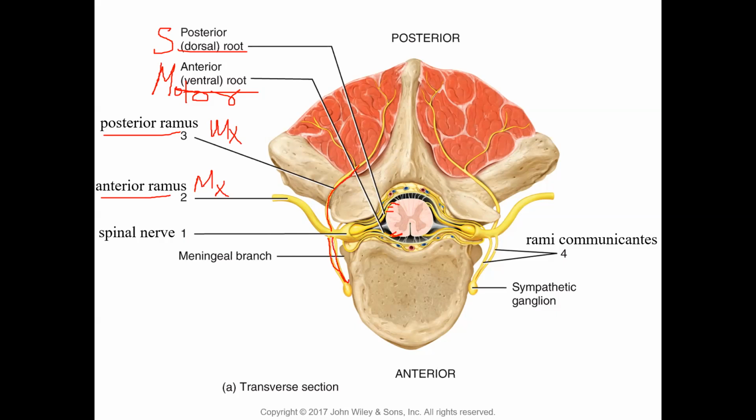They are known as the rami communicans, and they communicate with the sympathetic ganglion here. Remember we talked about in the beginning of the nervous system, I told you we have like 100 billion neurons and 100 trillion connections, because everything's connected to everything.